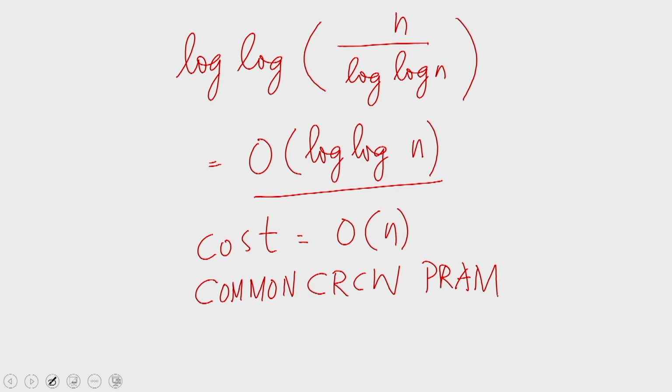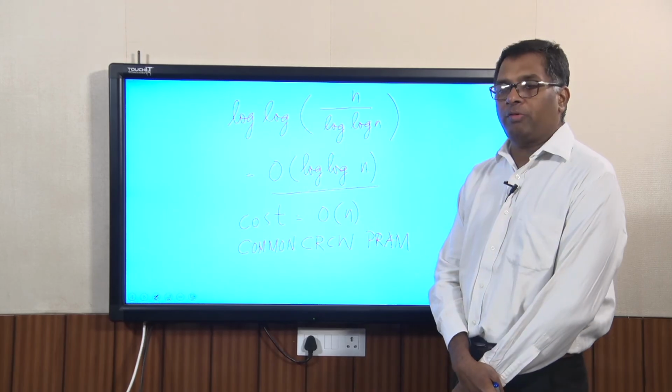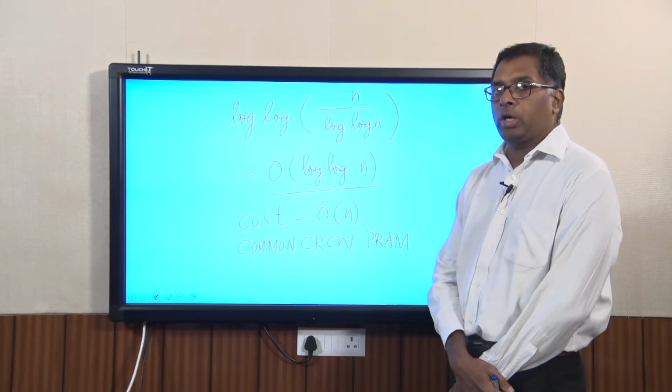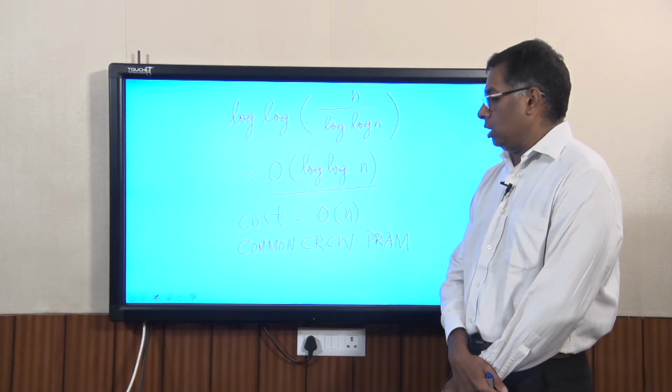So, this is an optimal algorithm. You cannot be expecting to asymptotically improve on this. So, the problem of finding the minimum of n numbers on common CRCW PRAM can be solved in order of double log n time for a cost of order n, which is optimal.